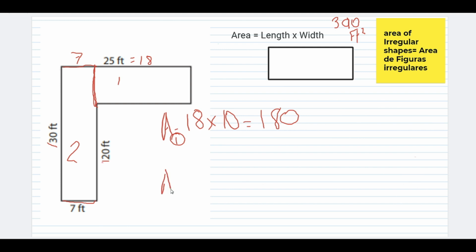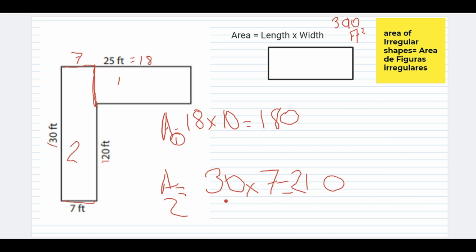Now what about the area of shape 2? This is pretty easy, it's pretty much done for us. We have 30, which is the width here. We multiply 30 by 7. So 7 times 0 is 0, and 7 times 3 is 21. That gives 210.